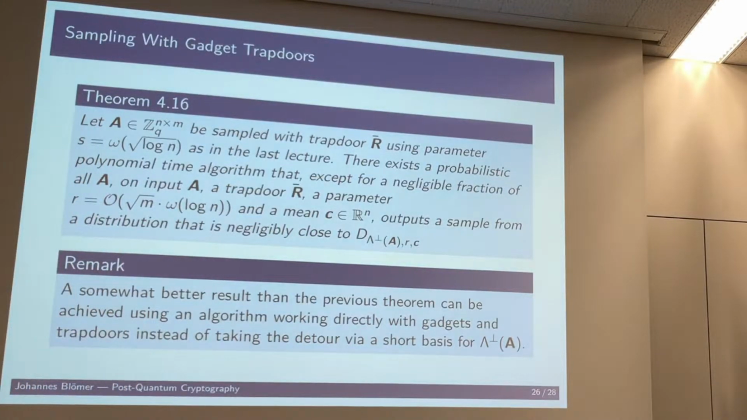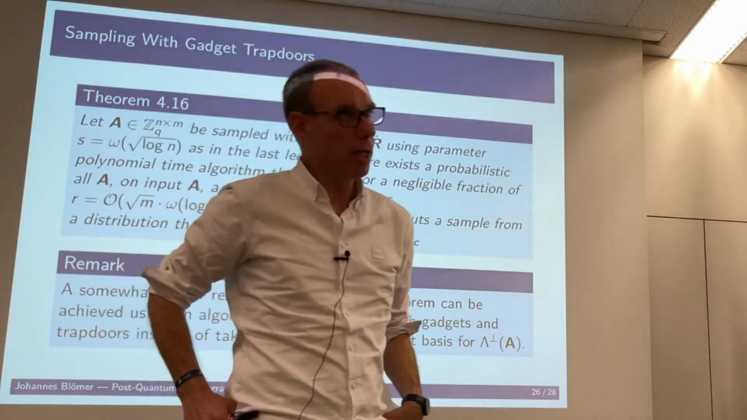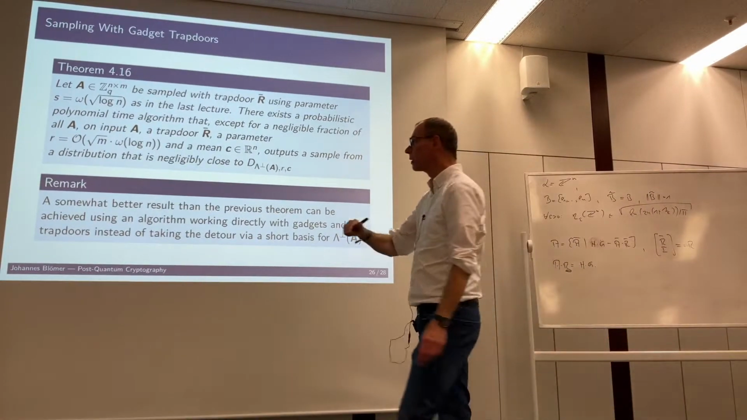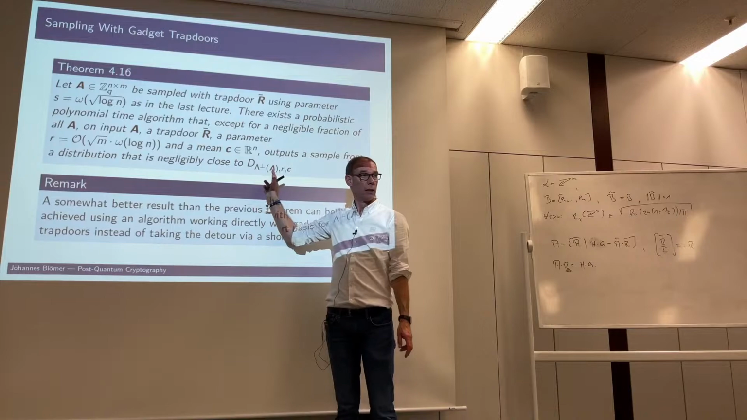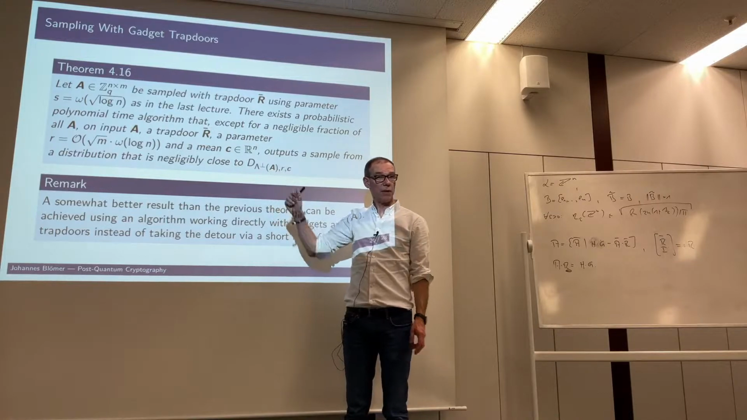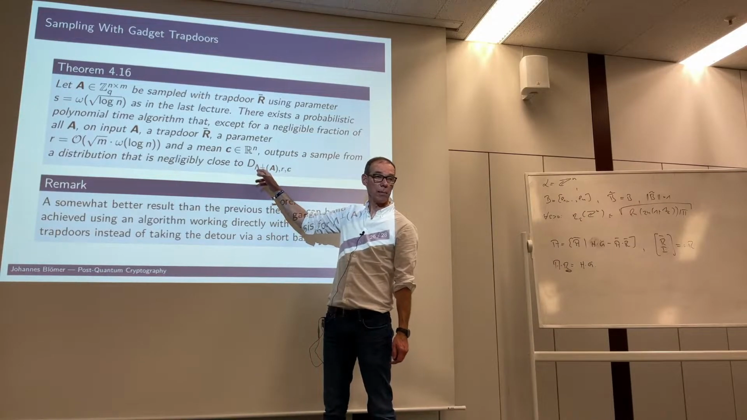So we can sample in particular from these distributions on these lambda perp lattices with parameter roughly square root of m. And remember, that's important to keep in mind. We had an upper bound on the length of the shortest vector in these lattices that used the pigeonhole principle. And that gave us a bound that lambda 1, the length of the shortest lattice vector in here, is at most square root of m.